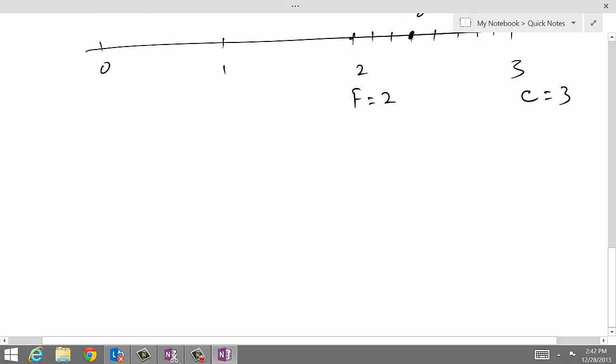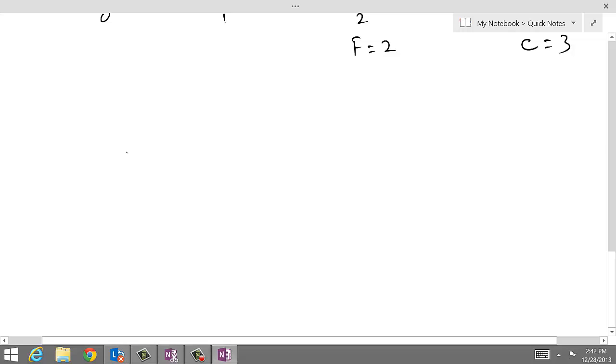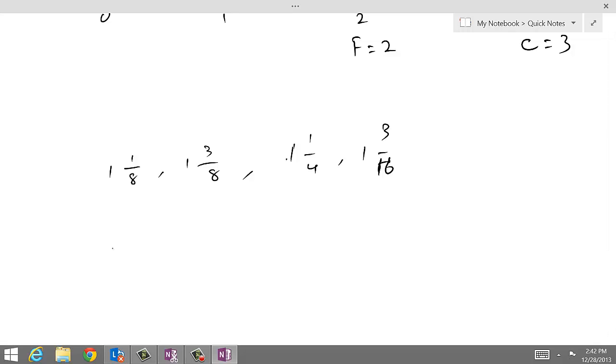But if there is more than one fraction, let's say we had 1 whole 1 over 8, 1 whole 3 over 8, 1 whole 1 by 4, and 1 whole 3 by 16, if these were 16ths. And this usually is the case when we want to read an inch tape. On the inch tape, sometimes we are required to measure with accuracy to the 1/8 of an inch.